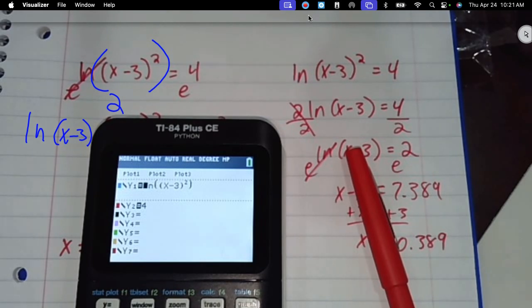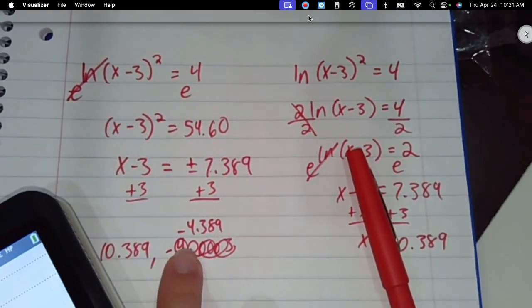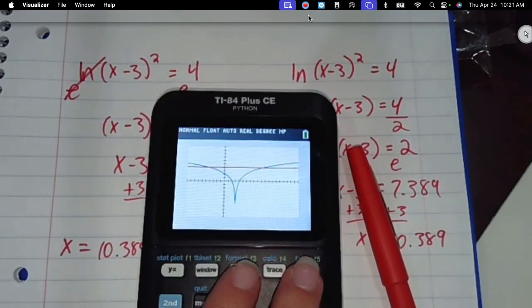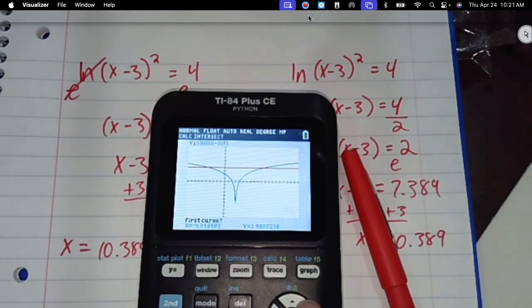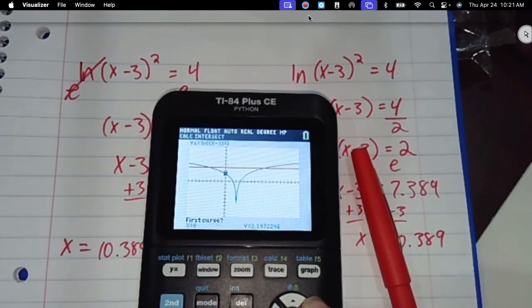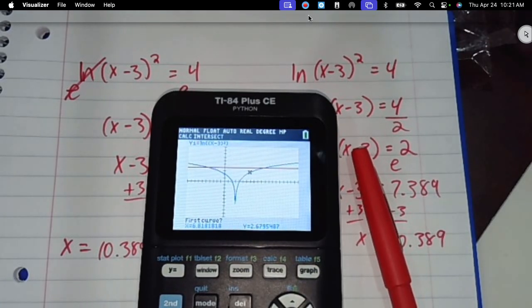I got negative 4 points. Yeah, it's negative 4 points on. Negative 4.389. Let me move my calculator. Negative 4.389 is the answer. It was negative 4.389, and then the other one was 10.389. You have to tell it where to go. We just found the one on the left, so if I find the one on the right, I go to number 5 for my intersection. Now I got to scroll over here to the right, and do enter, enter, enter. And there it is, okay?